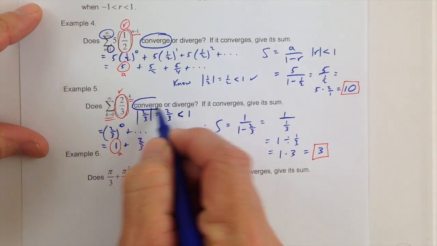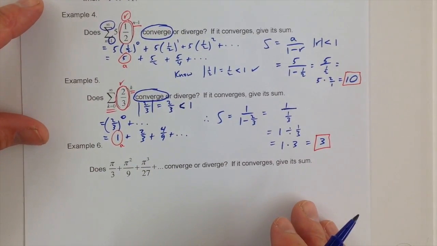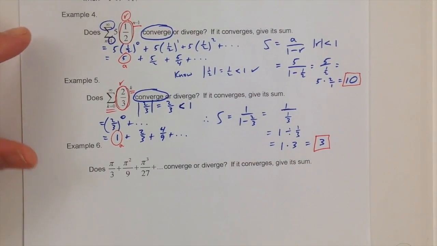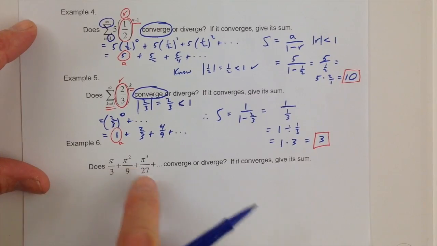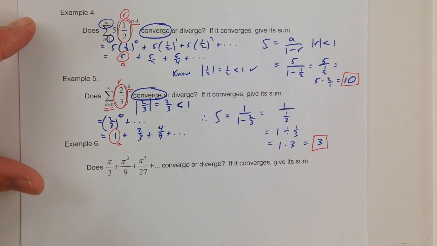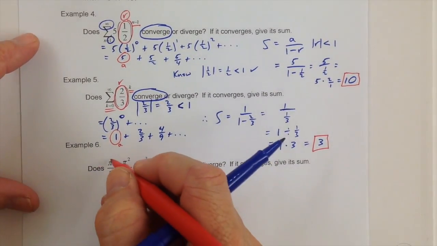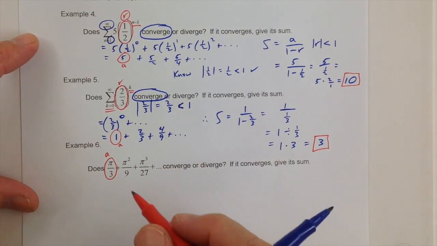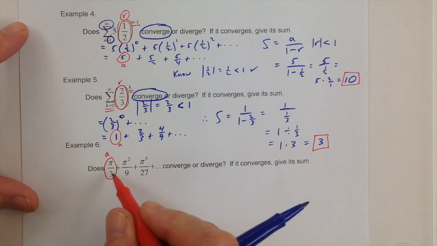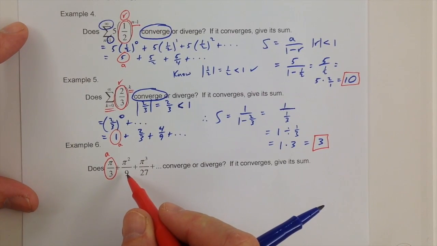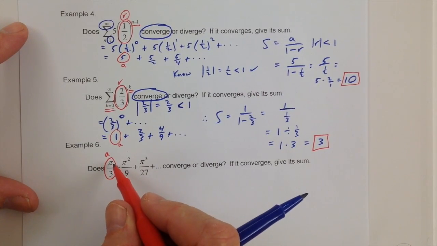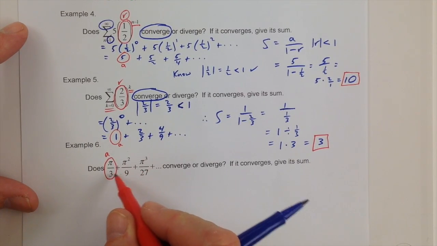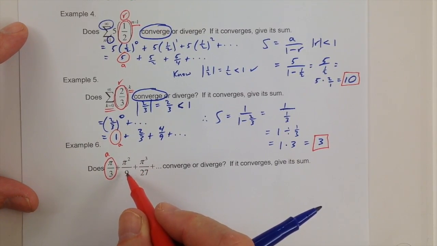So again, circle the word converge. Yes, it does converge because we get a finite sum. Okay, let's look at the next one. We're not given our sigma notation, so we can handle that. We can see our first term is pi over 3. That's our first term, a. And then how do we get from one term to the next? Well, if we look here, we can see we're going to multiply pi by pi to get pi squared, and 3 by 3 to get 9. Let's see if that works.